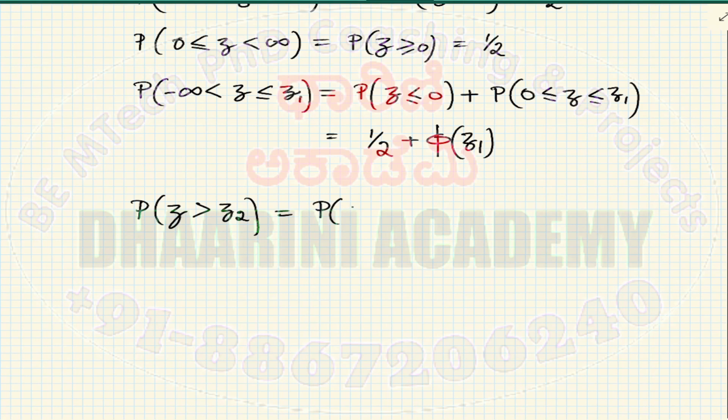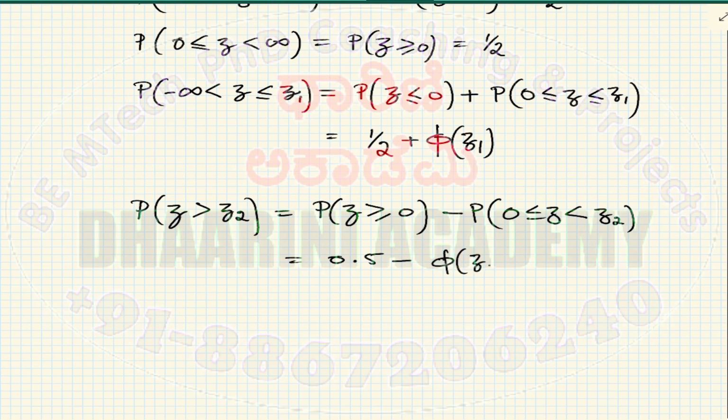So P of z greater than or equal to 0 we calculate. That is the complete right side. From that you subtract P of 0 less than or equal to z less than z2. So this is 0.5, or half, minus phi of z2. So just see the difference between the above one and this particular equation.